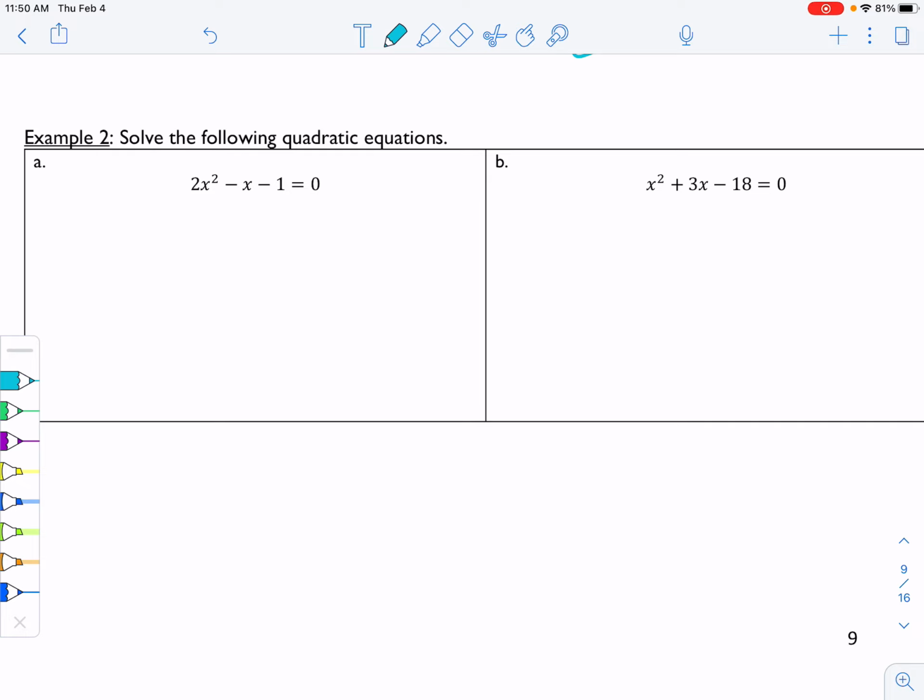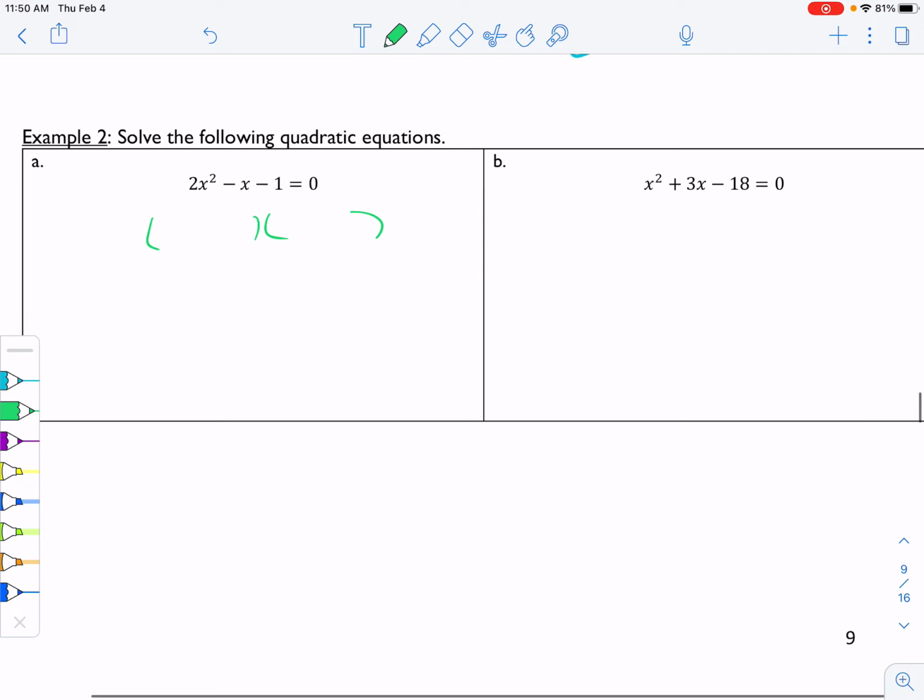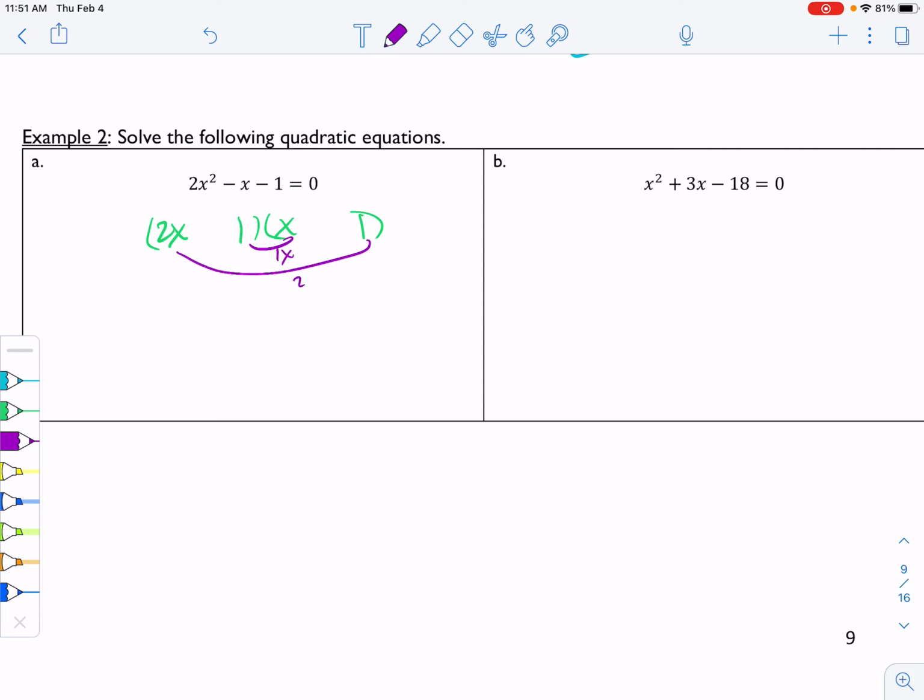Now remember, there's multiple ways that you can factor, and I don't care which way that you're factoring. One of the ways that you could do is guess and check. Both of these are prime numbers, which makes this a great option for guess and check. So 2x and x, and 1 and 1. So I'm looking and saying, okay, with these, this is 1x, and this is 2x. So to get to negative x, I need the 2 to be negative and the x to be positive.